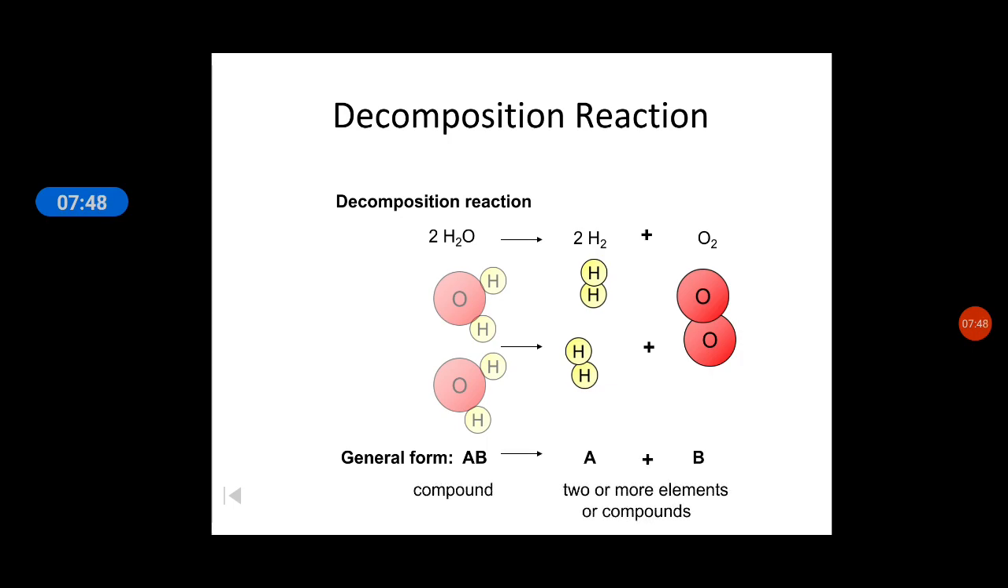The general formula is AB gives rise to A plus B. AB is your compound. It is giving 2 elements or 2 compounds, that is your A plus B.